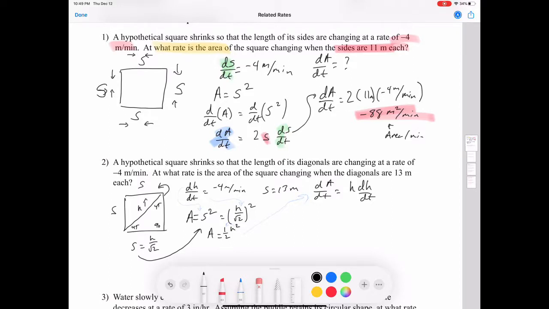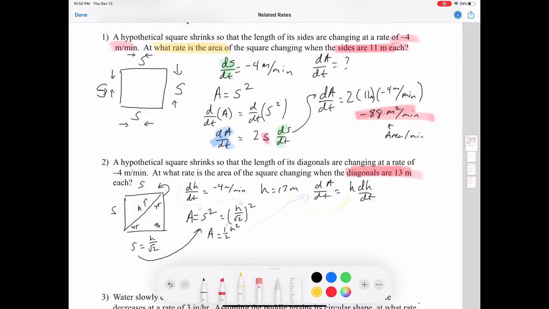Oops. I made a mistake here. I didn't call this right. We said this was the diagonals, right? So let's change this to the letter H. I don't want to do the whole video again. Alright, so we know what H is.